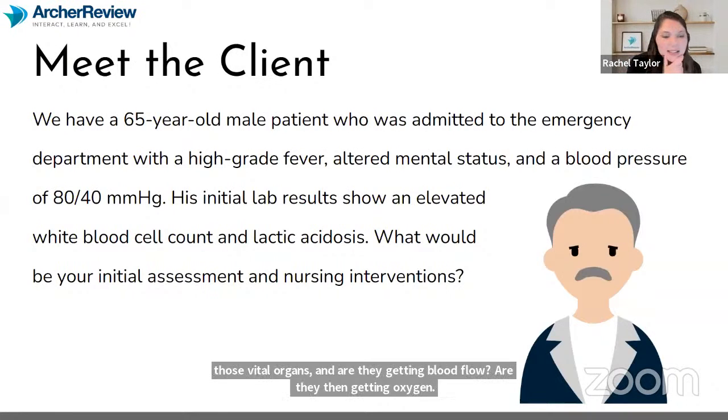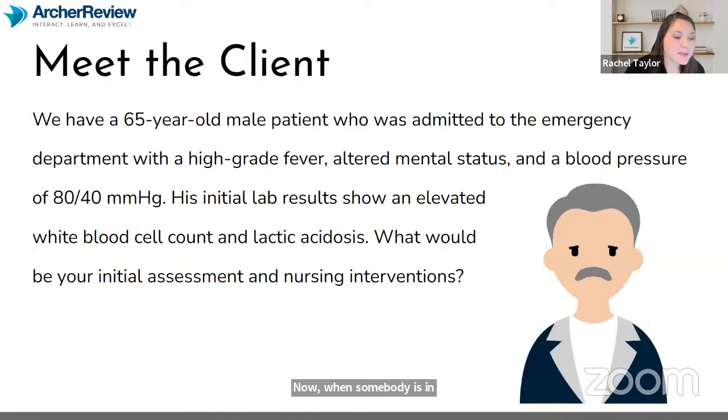Now, when somebody is in sepsis or potentially septic, there's a specific thing I want to do right now. What would you guys want to get from this client? What would you want to get from this client? What would you want to check to confirm, is this sepsis or is this not sepsis? How would we confirm it? What would we check?